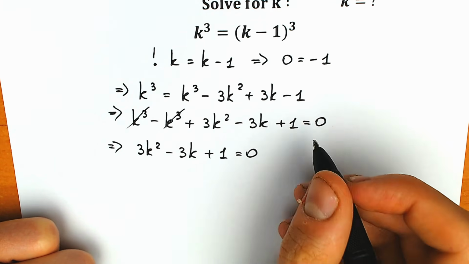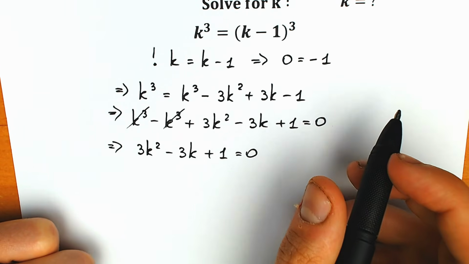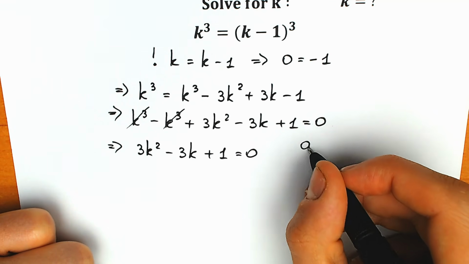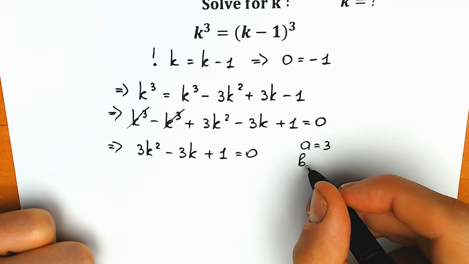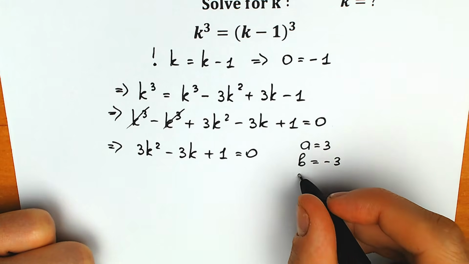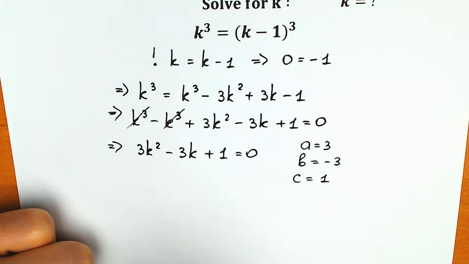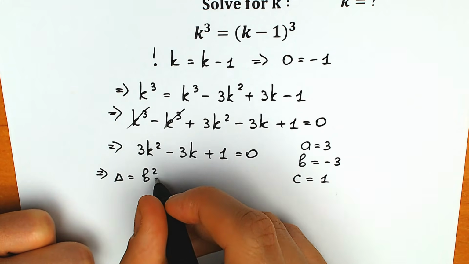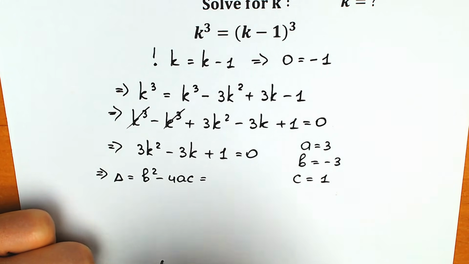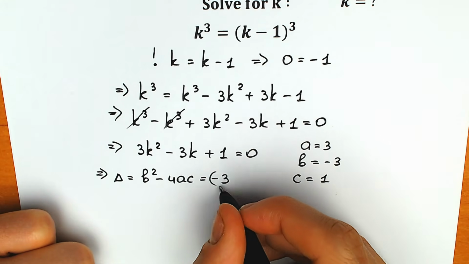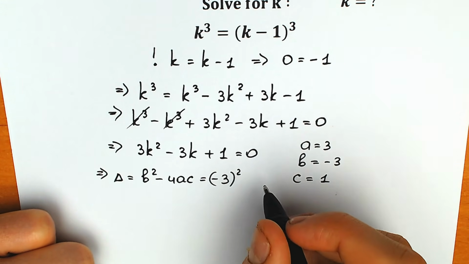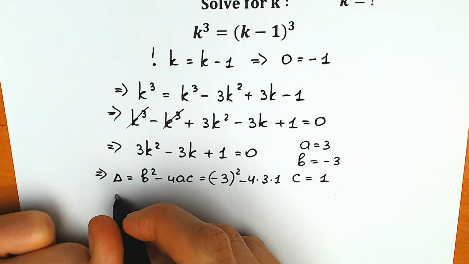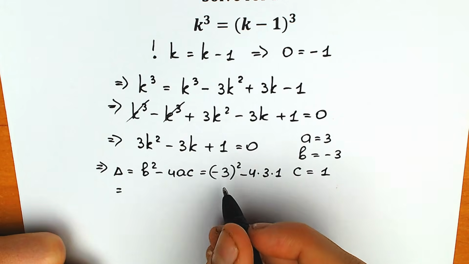Of course, this is up to you how you prefer solving this type of question. I want to solve it according to the classic method. Let's write our coefficients: a equal to 3, b equal to minus 3, and c equal to 1. Let's solve it for the discriminant quickly. We have b square minus 4ac, so minus 3 square minus 4 times a times 3 and times c times 1. As a result, our discriminant equals 9 minus 12.